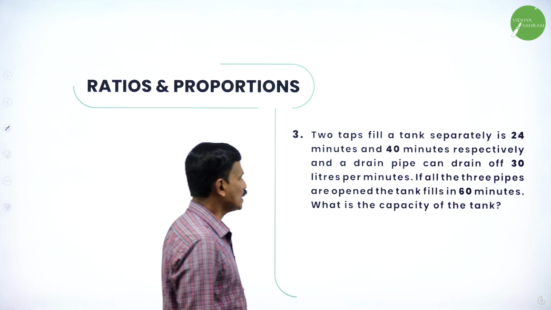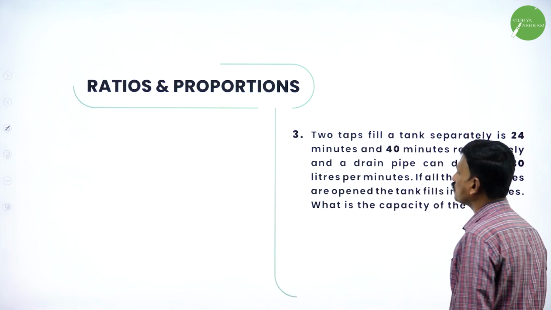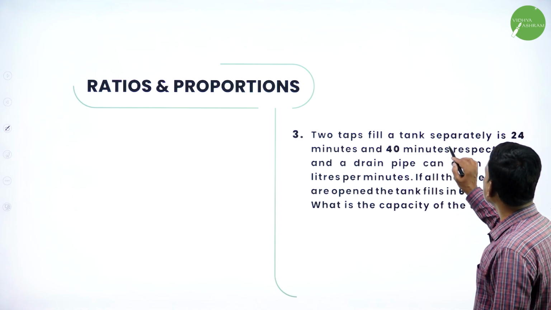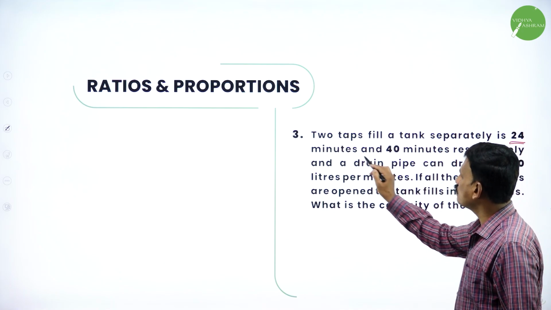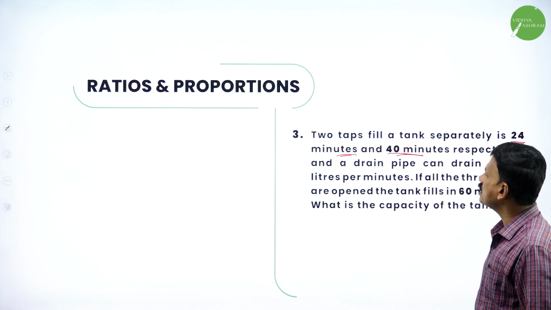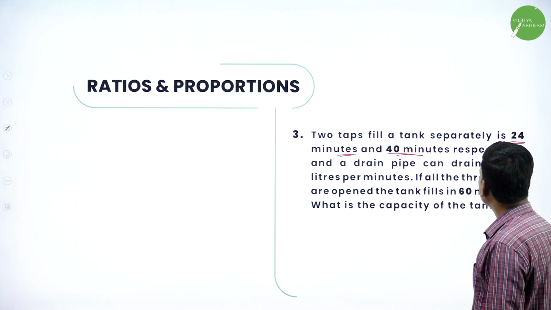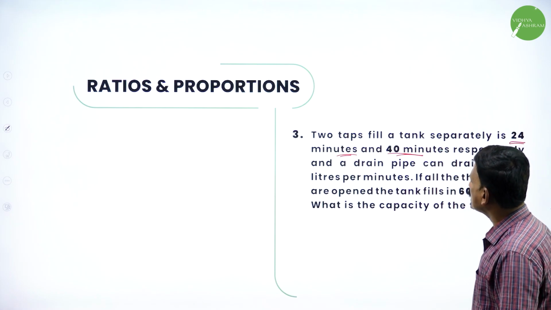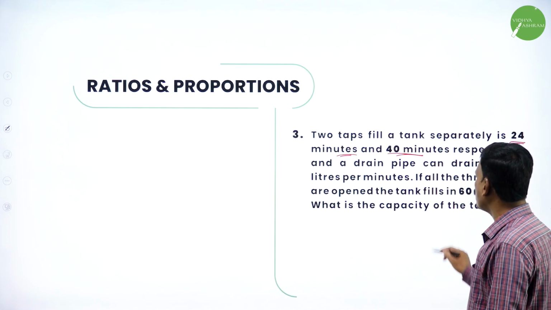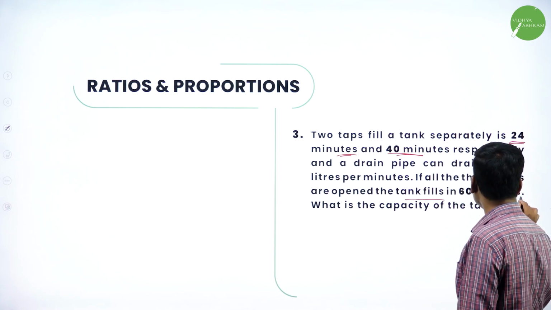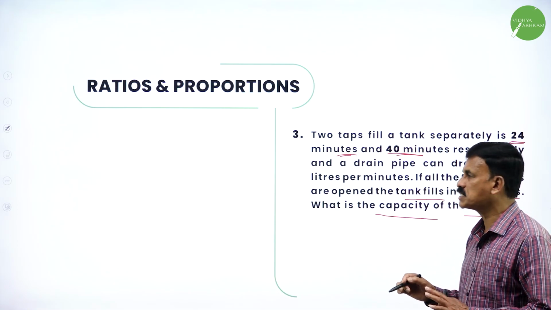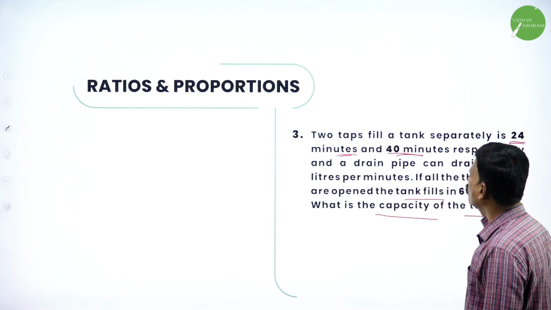2 taps fill a tank separately in 24 minutes and 40 minutes respectively, and a drain pipe can drain off 30 liters per minute. If all the 3 pipes are open, the tank fills in 60 minutes. What is the capacity of the tank? So we have to calculate the capacity of the tank when all the pipes are open.